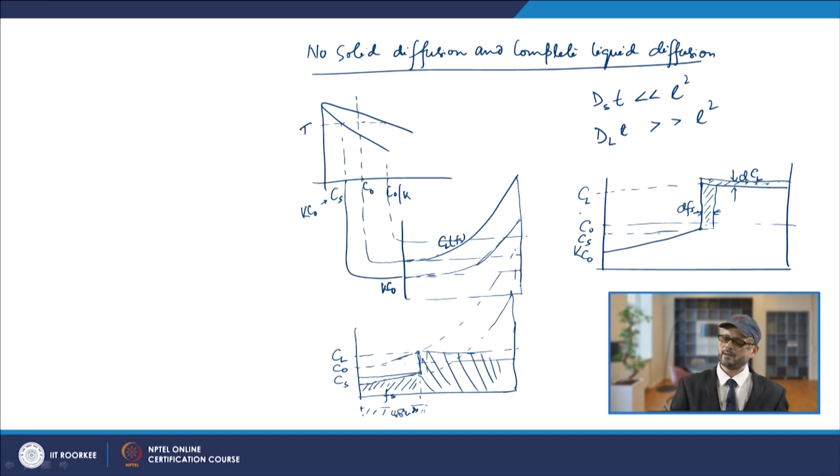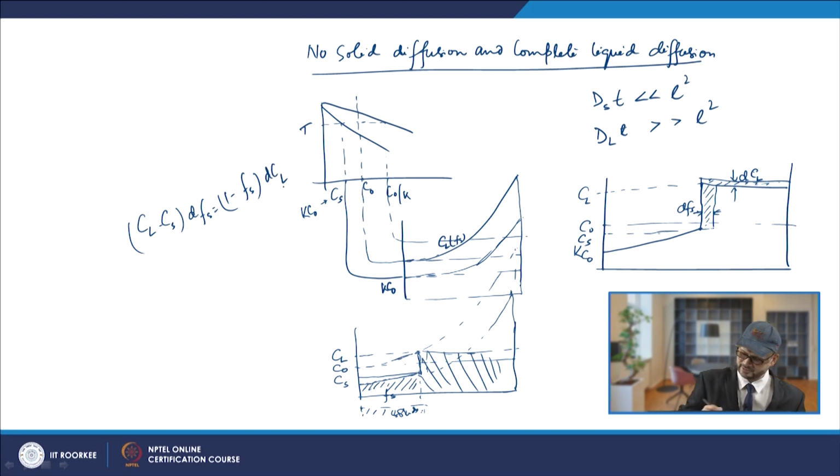Then if you equate, the expression becomes CL minus CS into dFs, which will be equal to 1 minus Fs into dCL. Basically, this increase in area should be equated to that increase in area. So dFs times CL minus CS will be equal to dCL into 1 minus Fs, because this will be your FL.